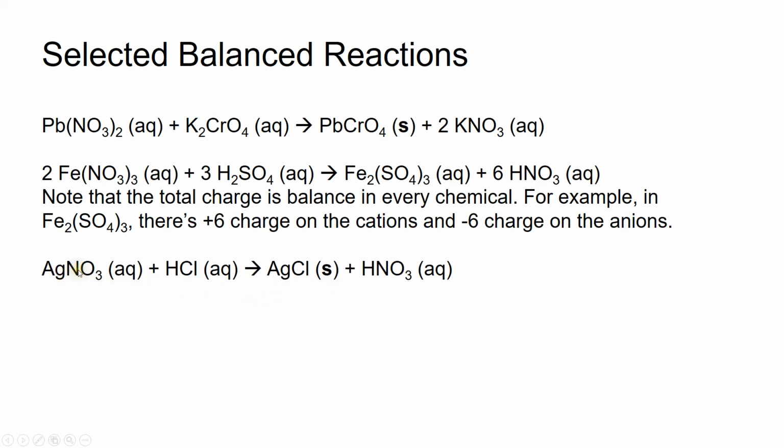The third example is pretty simple. It's just silver nitrate reacting with hydrochloric acid, and then we form silver chloride, which is a precipitate. So you write solid here, plus this is nitric acid. This is aqueous solution, aqueous solution, aqueous solution. This one is precipitate, so we write solid over here.